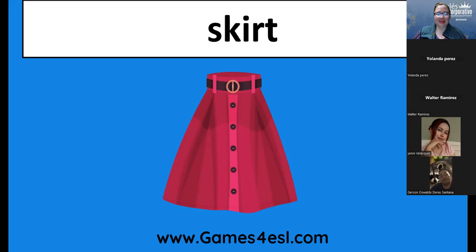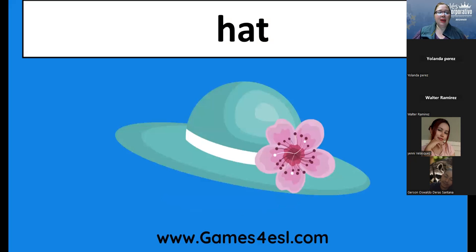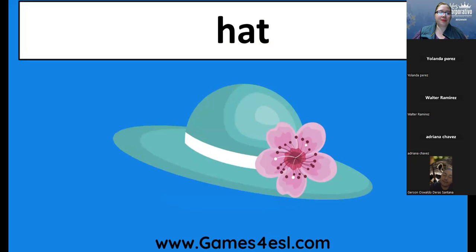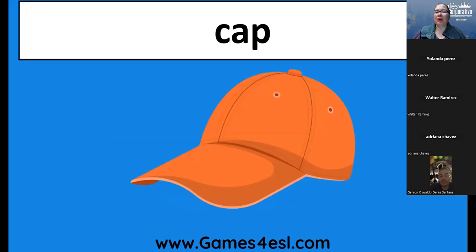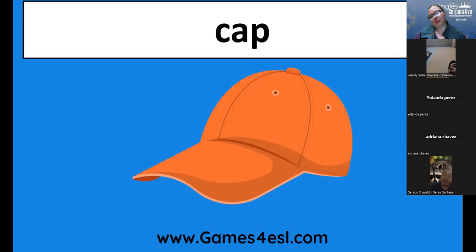I am wearing a skirt. Vale, ahora digamos my mom, okay? My mom is wearing a hat. Ahora digamos my wife is wearing a hat. Ahora digamos my sister is wearing a hat. My dad is wearing a cap. My brother is wearing a cap. Harrison is wearing a cap.